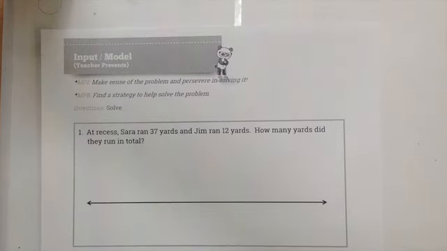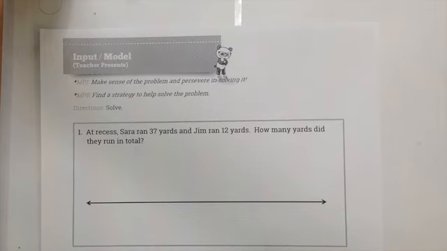Alright, so I'm going to model 2 problems for you today, and the directions at the top of the page say solve. Number 1 says, at recess, Sarah ran 37 yards and Jim ran 12 yards. How many yards did they run in total? So, now that I've done step 1, which was to read the word problem, I need to go back and identify any clue operation words that I see, and also to pull out the important information I need to solve this problem. So I have a marker and I'm going to use it to highlight the important information and any clue operation words I find.